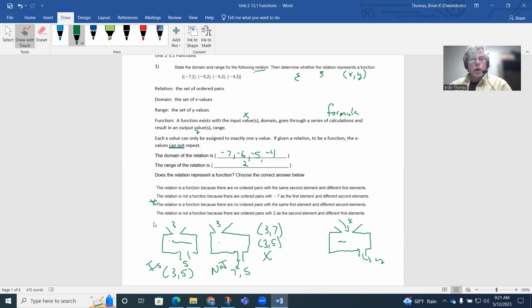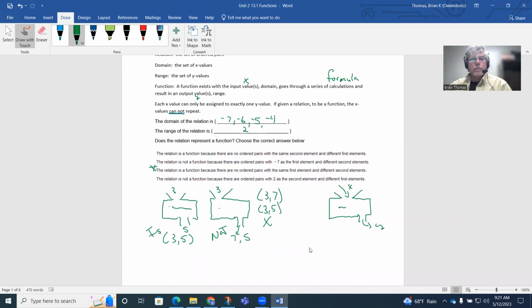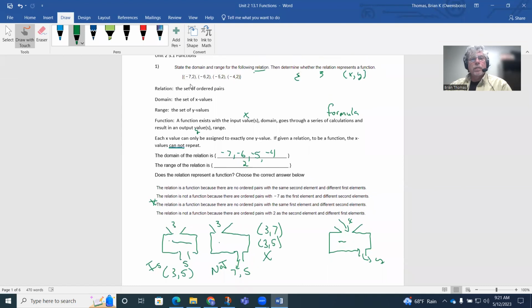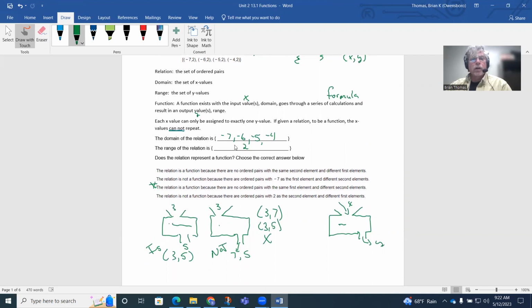So a relation is going to be a function where no ordered pairs will have the same first element and different second elements. Let's read that one more time. The relation is a function because there are no ordered pairs with the same first element and different second elements. That's what we're seeing: we're not seeing the same first element paired with two different y values, if you will. So that's going to be the characteristics of a function. That would be our description there.